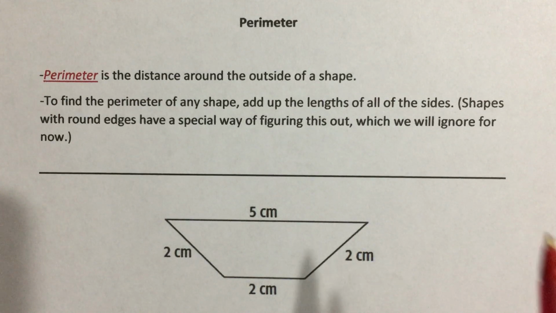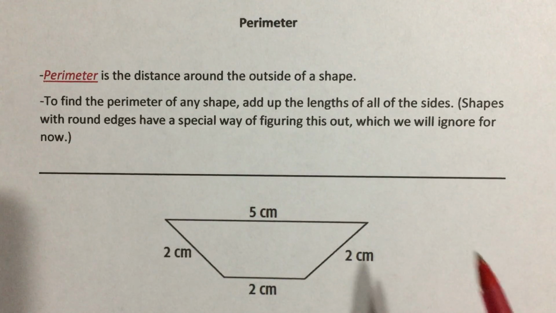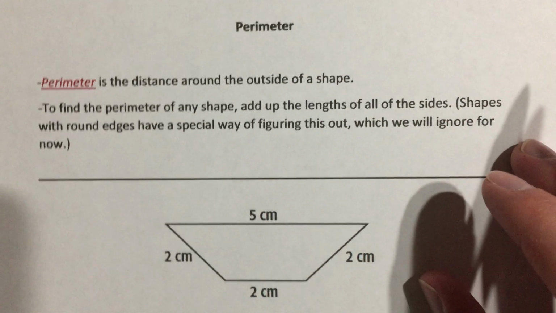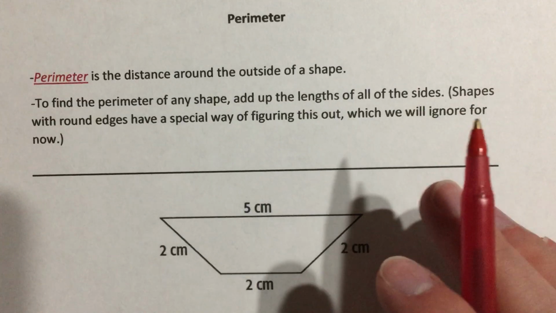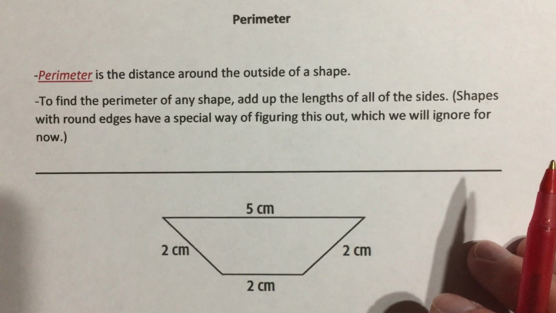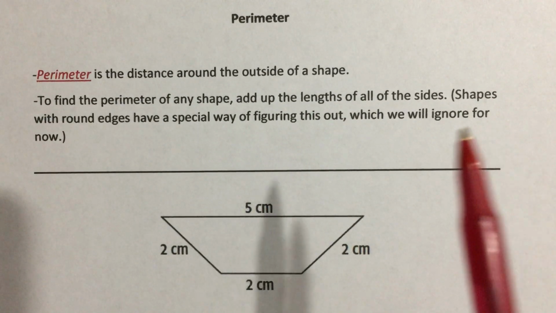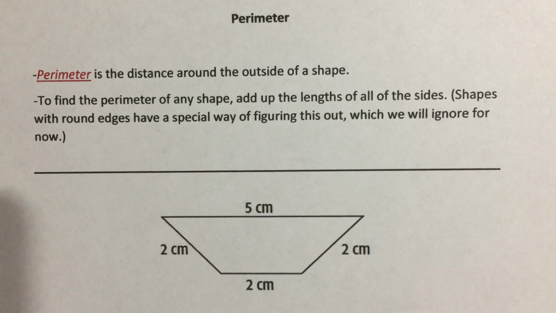However, there's one little catch, and we talked about this a little bit in the last video. Shapes with rounded edges, kind of like a circle, there's a special way to figure those out. We are not going to talk about the rounded shapes. We're not talking about circles. We're not talking about ovals. We're not talking about any of that in this video. That'll be a special thing down the road. But for this particular point in time, we are just looking at the polygons that we talked about in the last video. That's how we're going to find out perimeter.